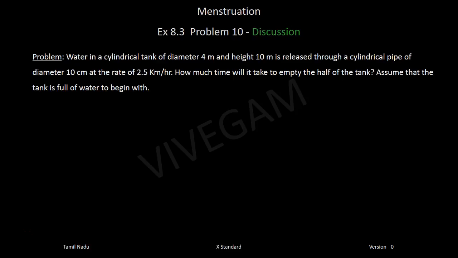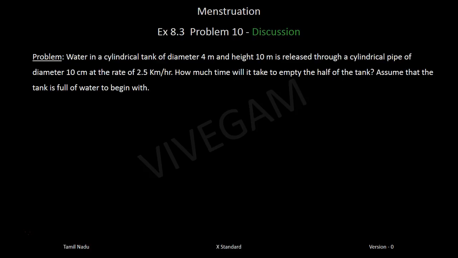Let's read the problem. Water in a cylindrical tank of diameter 4 meters and height 10 meters is released through a cylindrical pipe of diameter 10 centimeters at the rate of 2.5 kilometers per hour. How much time will it take to empty half the tank? Assume that the tank is full of water to begin with.